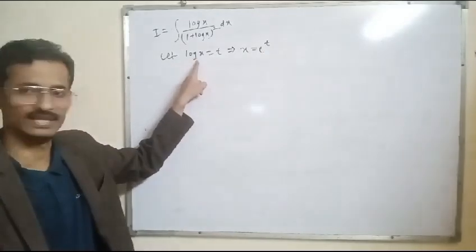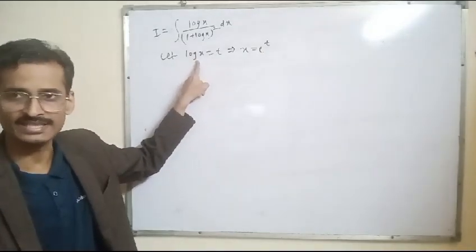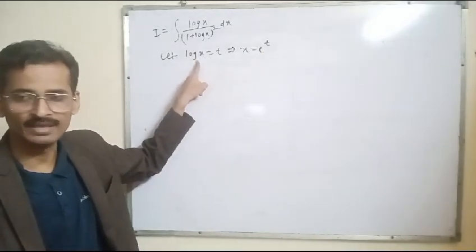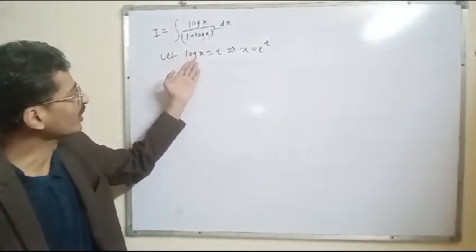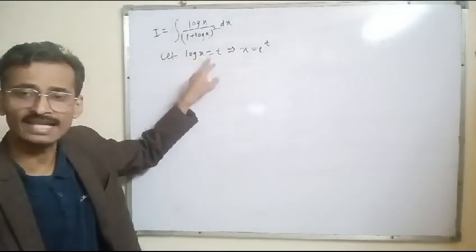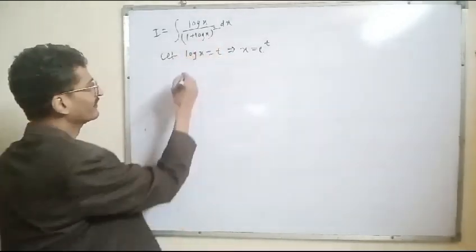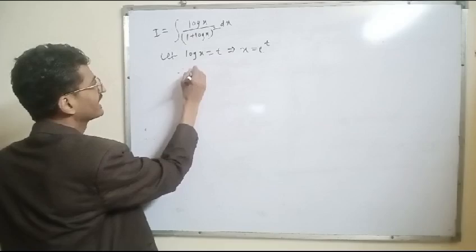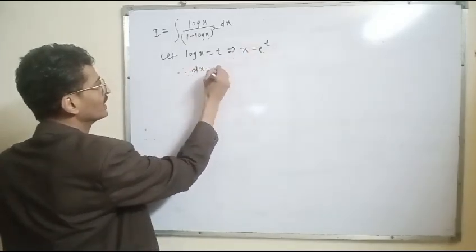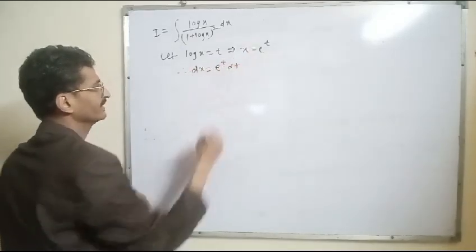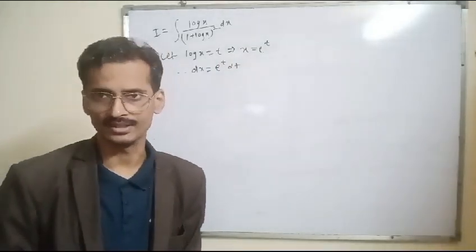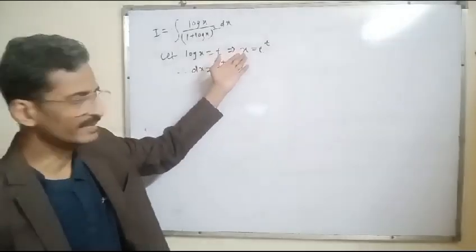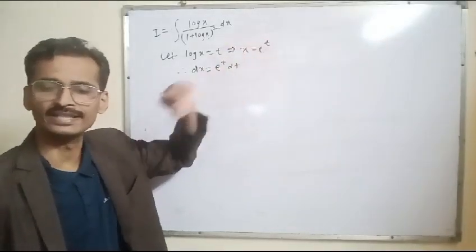e is what? The natural base. If your base is not given, that is e. e is an irrational number and log of e is what? 1. So here if log x is t, we can write x as e raised to t. So now differentiate this, and therefore we can write dx is equal to e raised to t dt. We know that the derivative of e raised to x is the same, e raised to x. So apply here. This will become dx is equal to e raised to t dt.